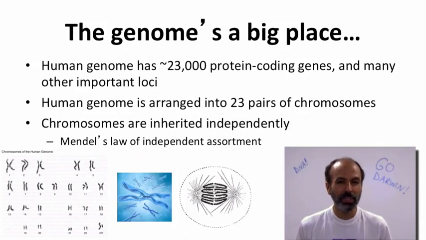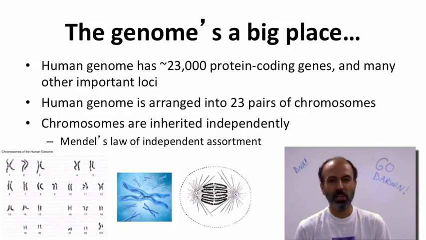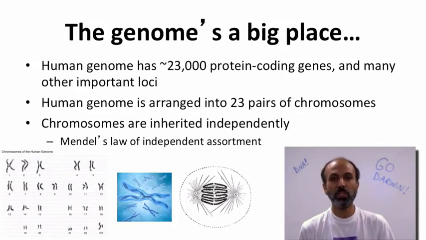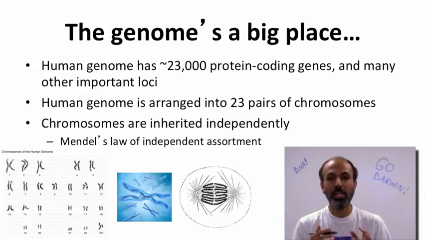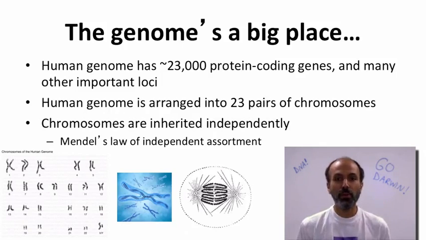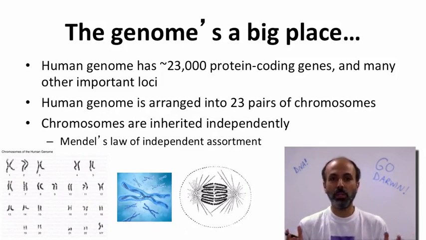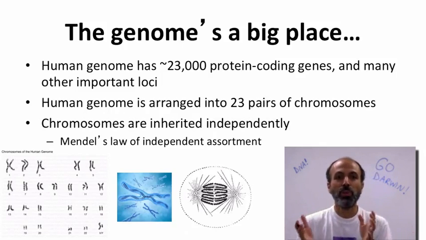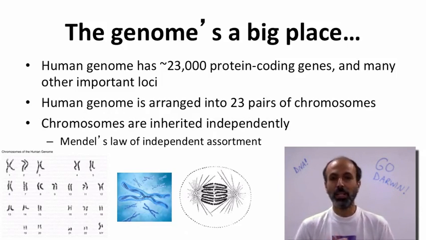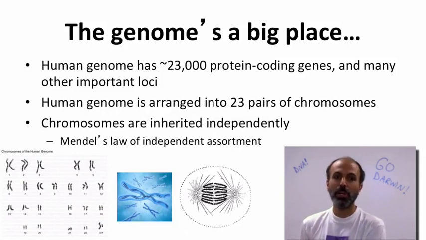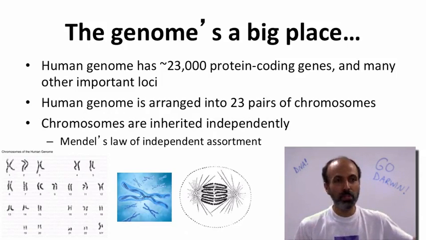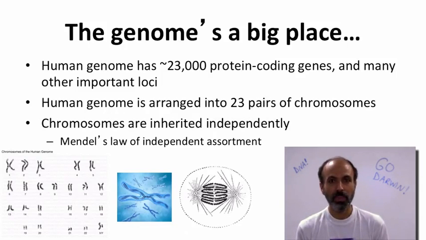But the genome is a very big place. The human genome, for example, has on the order of 23,000 protein coding genes. These are genes that actually make protein. It has many other important things in there. There are other things that affect how much of a protein are made, etc. These are called regulatory regions, etc. Now, again, we have 23 pairs of chromosomes, one pair being that X and Y, the other pairs being ones that follow just regular Mendelian inheritance, as we described before.